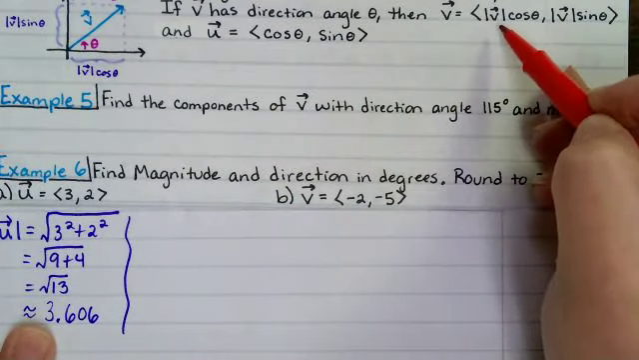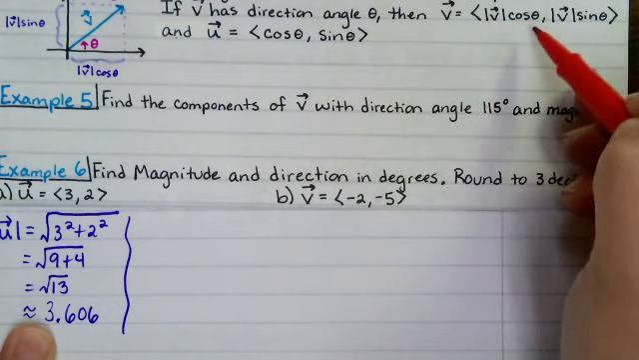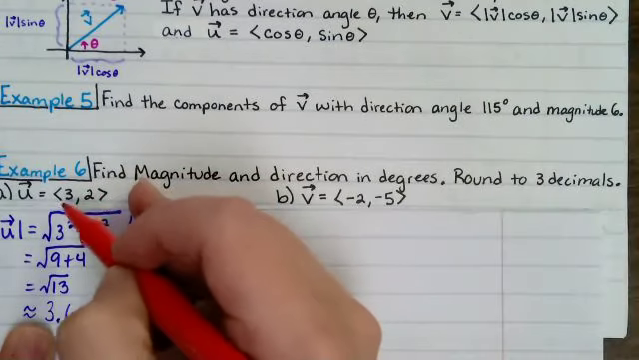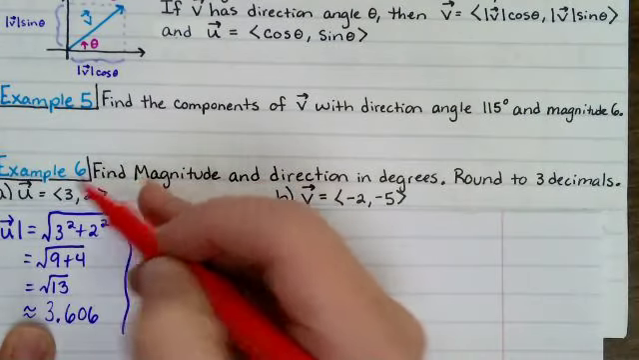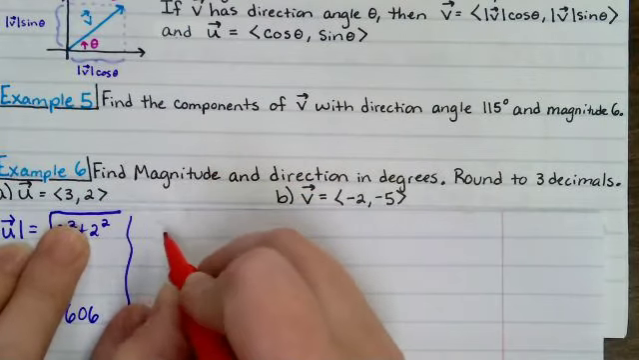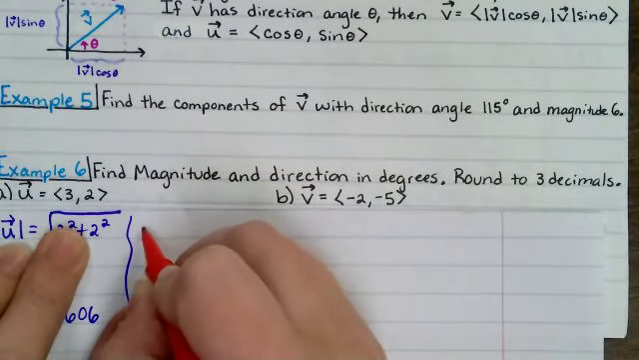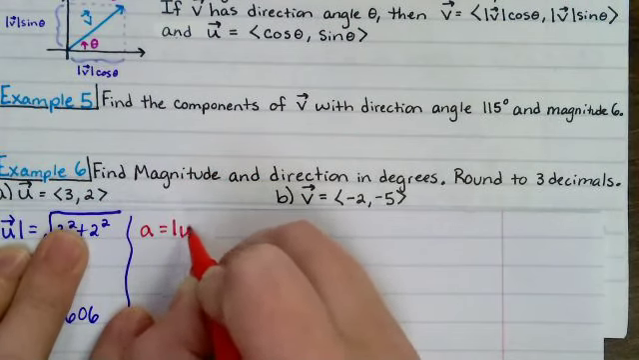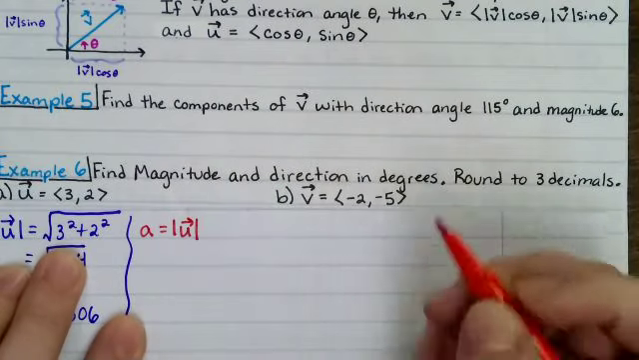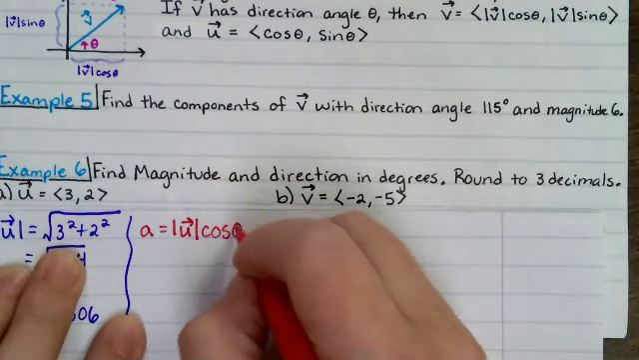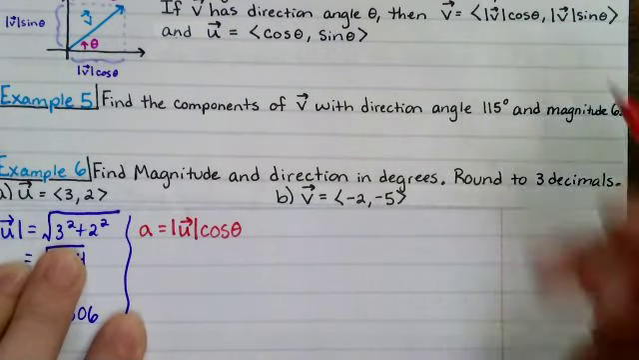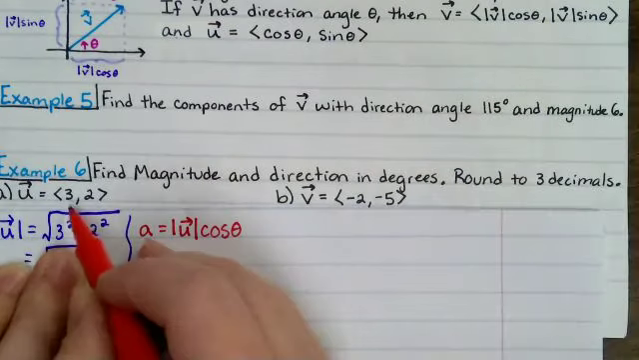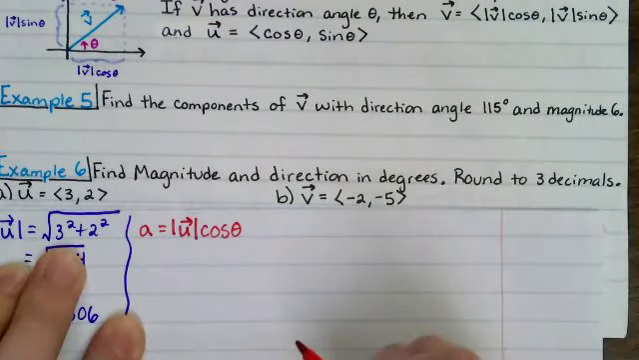Remember how we said the magnitude of V times cosine of theta gives you that A component? I know my A component is 3, right? So here's what I want you to think about. That A value has to be equal to the magnitude of U times cosine of theta. That has to be true because this is representing the A value, and the A value is 3.